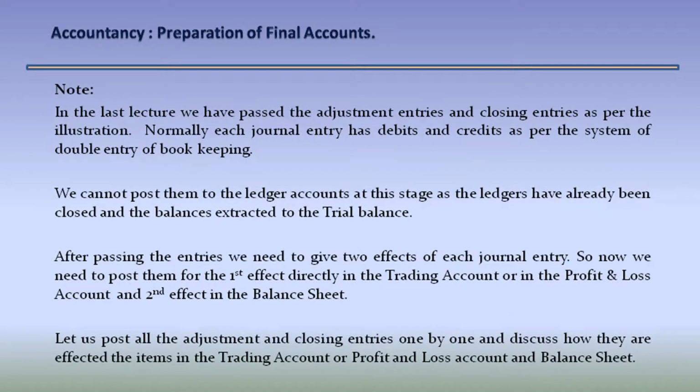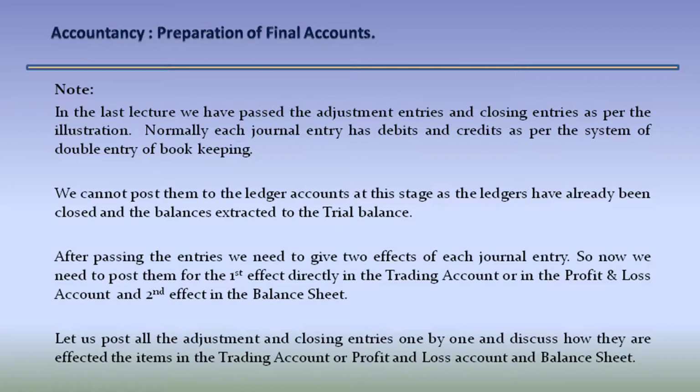Note: in the last lecture we have passed the adjustment and closing entries as per the illustration. Normally, each journal entry has debits and credits as per the system of double entry bookkeeping. We cannot post them to the ledger accounts at this stage as the ledgers have already been closed and the balance is extracted to the trial balance.